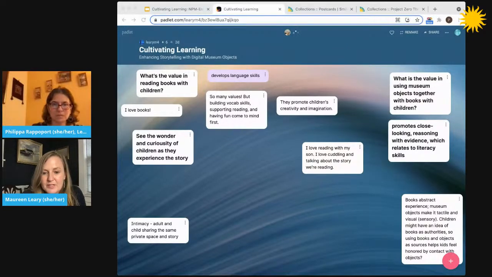So I see books are an abstract experience, and museum objects make it tactile and visual, sensory. Yeah, children might have an idea of books as authorities, so using books and objects as sources helps kids feel honored by contact with objects.